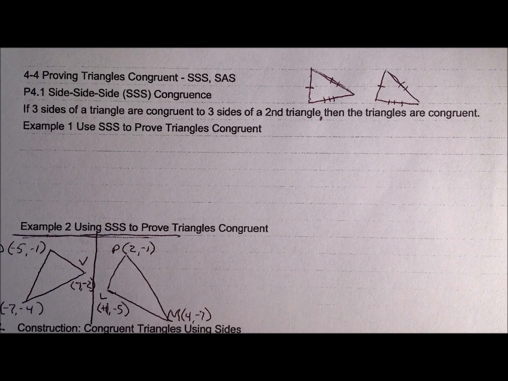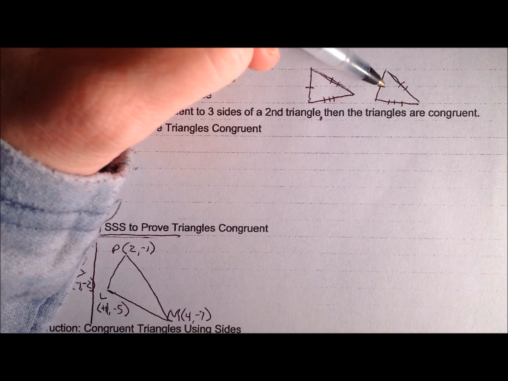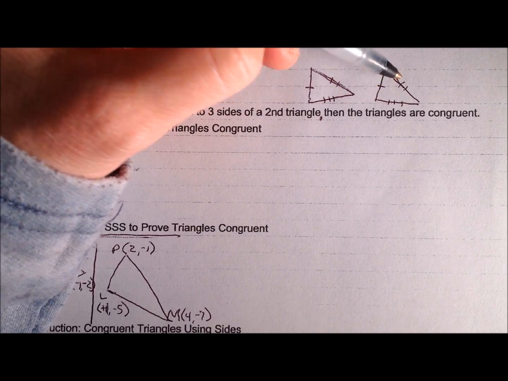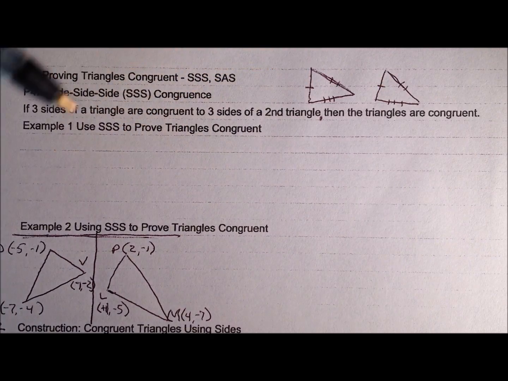Okay, this is section 4.4, proving triangles congruent, looking at both side, side, side, and side, angle, side. First, we're going to look at postulate 4.1, which is side, side, side congruence. The postulate says if three sides of a triangle are congruent to three sides of a second triangle, then the triangles are congruent. So up here, we have two triangles. They have this side that's congruent, and these sides that are congruent, and these sides are congruent. Therefore, we have congruent triangles.